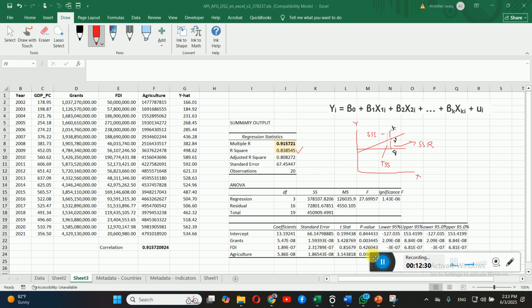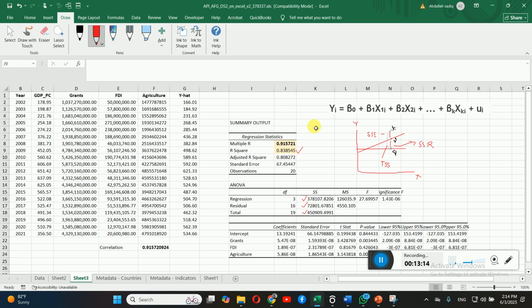Once again, I'm just repeating, dear students. In our output here, this is the sum of square regression. This is the sum of square error, and residual means error. And this is the total sum of square. So when you divide the sum of square regression by the total sum of square, that gives you the coefficient of determination, which is R square. And what is the interpretation? This is the total variation explained by the independent variables we have in our model.